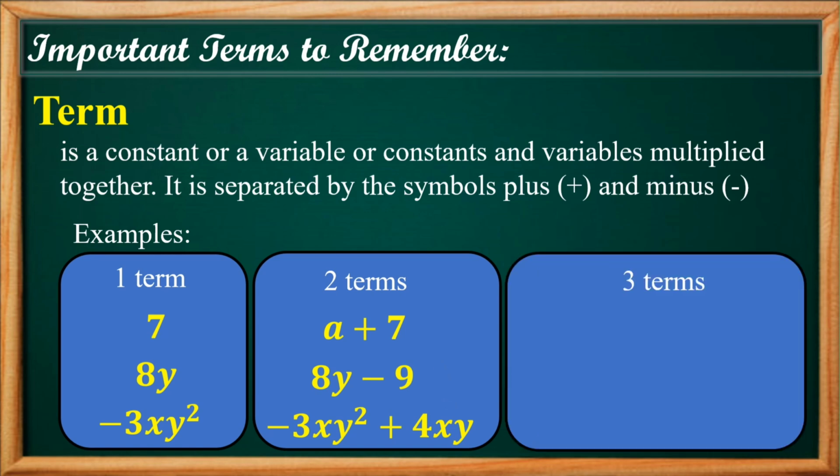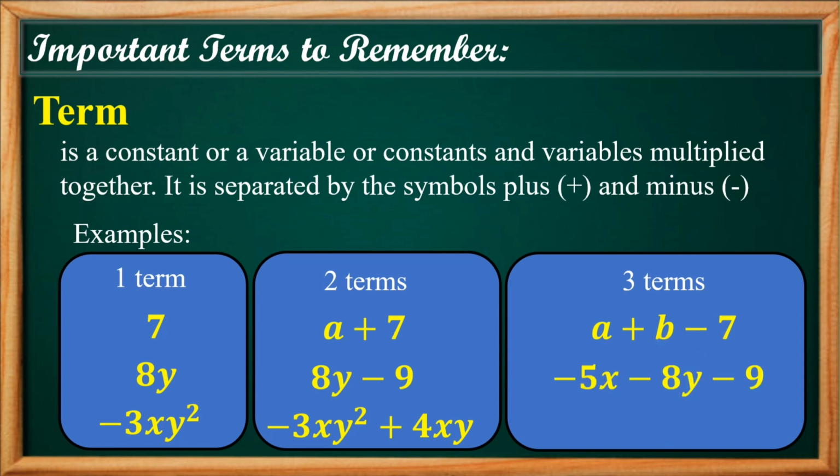Okay, another example tayo. Three terms. a plus b minus 7. Observe, a plus b minus 7. There are three terms. Bakit? Kasi they are separated by the symbol plus, which is ang a at saka b, dalawa na yan. Then, si b at saka si 7, they are separated by the symbol which is minus. Therefore, 1, 2, 3. There are three terms.